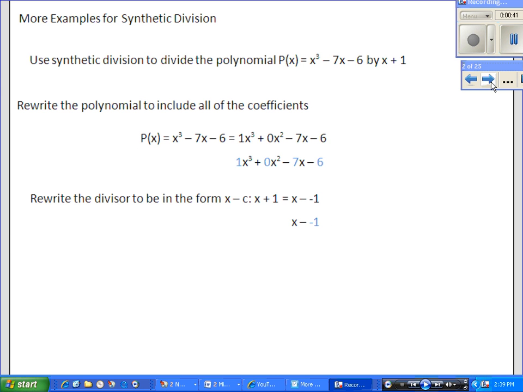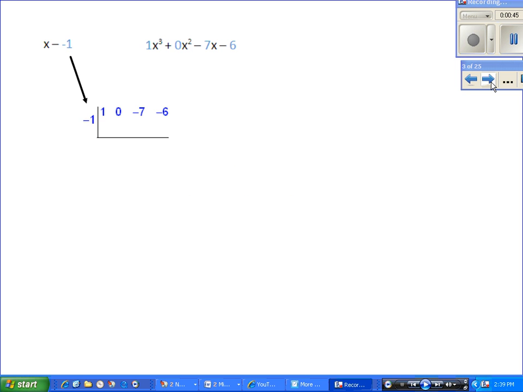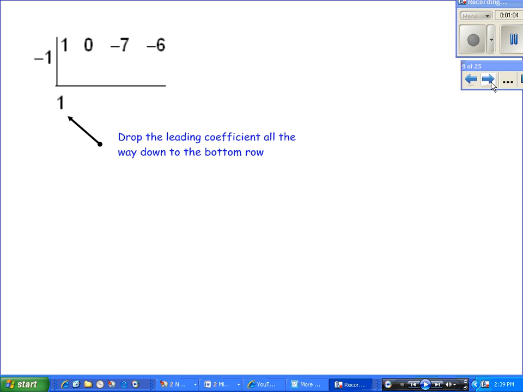The numbers in blue are the numbers I'm going to use as I set up the synthetic division. The x subtract negative 1, the negative 1 will go out in front. The 1x cubed, I'll have a 1 inside, and the 0, the negative 7, and the negative 6. Now to start the synthetic division, first thing I'm going to do is drop down the leading coefficient all the way to the bottom row.